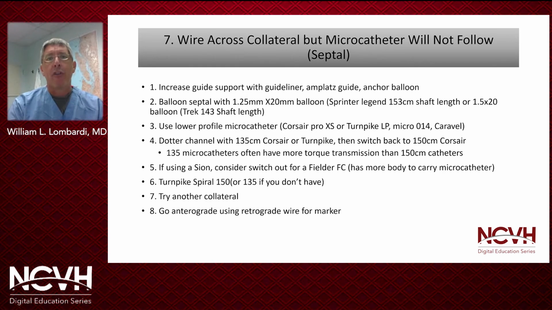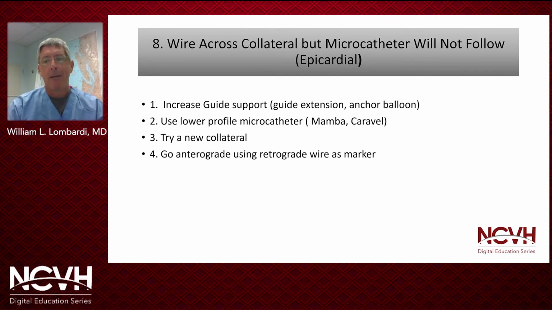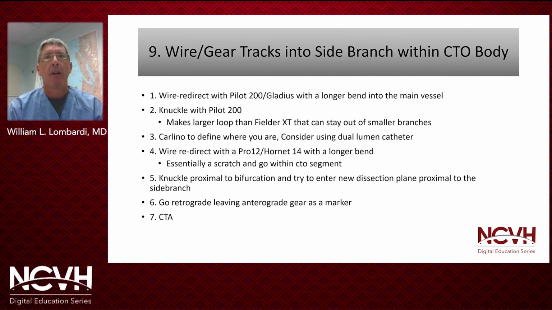Probably not applicable for those of you doing peripheral, but again, you will have episodes where the wire will go across, but you can't get the collateral to go. And again, understand your problem, understand your devices. Again, a Corsair Pro XS is the same as a Turnpike LP. You don't need them both, but understand your equipment. Same thing, probably not many of you doing epicardials. That's probably not unwise.